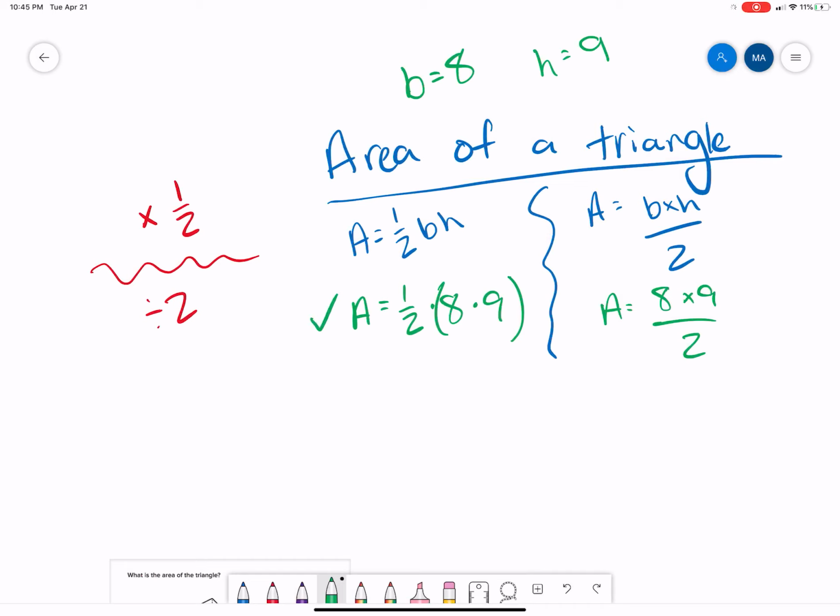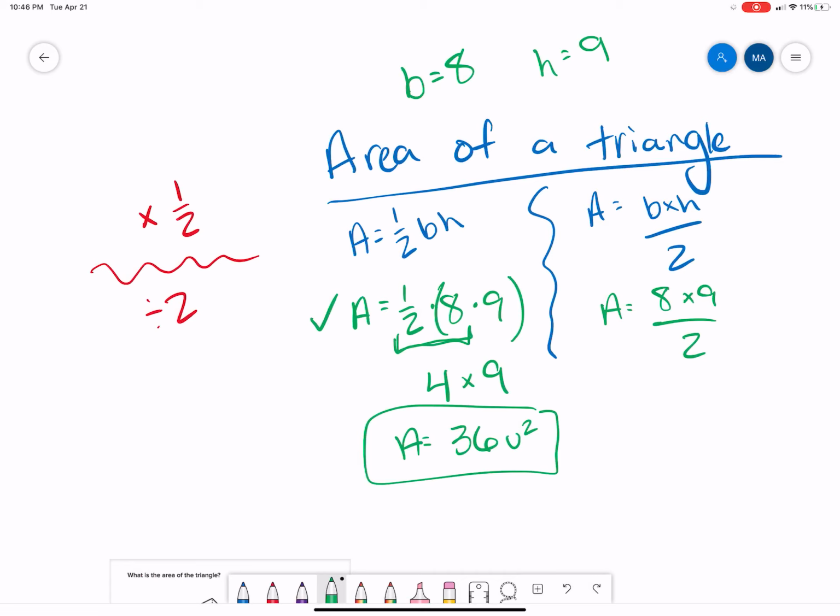What I like to do is group it. So if I'm doing this way, I like to say, okay, what's 1/2 of 8? Well, 1/2 of 8 is 4. So 4 times 9 is 36. So the area equals 36 units squared. And I say units because I don't have a label. It's like an invisible unit. If you don't have anything there, you always say units if they don't give you one.